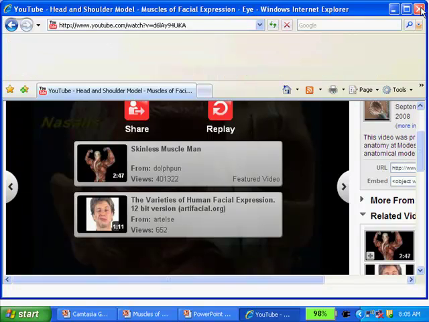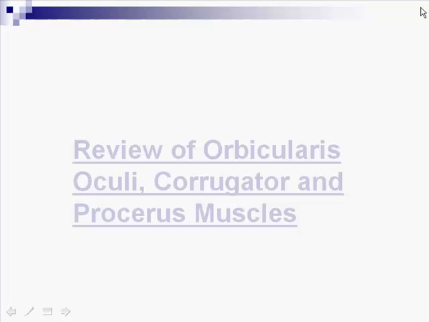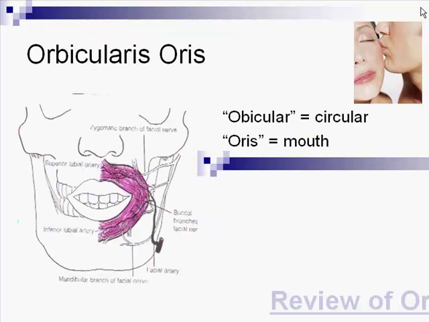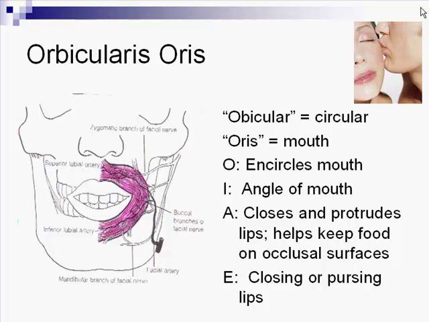Okay, so when we're talking about the epicranius muscle, the two bellies, the frontalis muscle covers the frontal bone. What do you think the posterior belly would be called? Think about where it is. If you said occipitalis, you're absolutely correct.